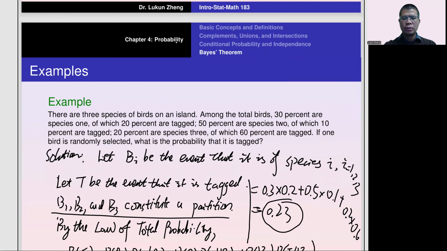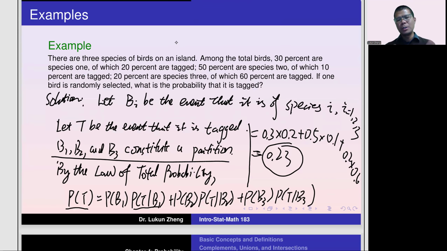All right, so remember this one, 3 species of birds on the island. So B1, B2, B3 is going to be a partition. And then the probability that a bird is tagged, P of T, equals P(B1)P(T|B1) and so on: 0.3 times 0.1, plus 0.2 times 0.5, plus 0.5 times 0.6 (the values as read aloud), which is 0.23. So this is a perfect example for the law of total probability.